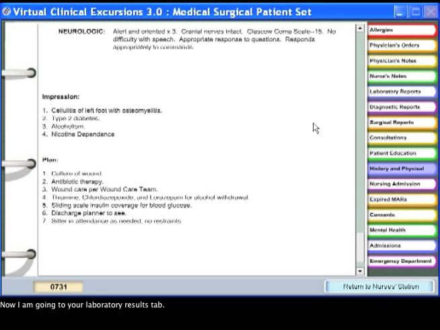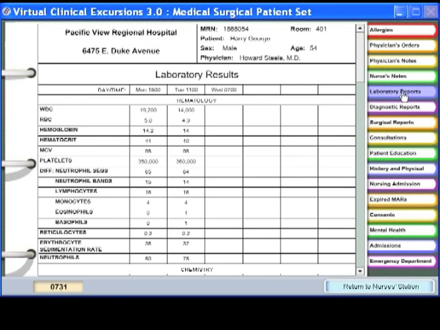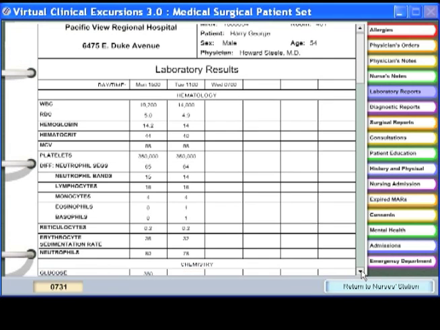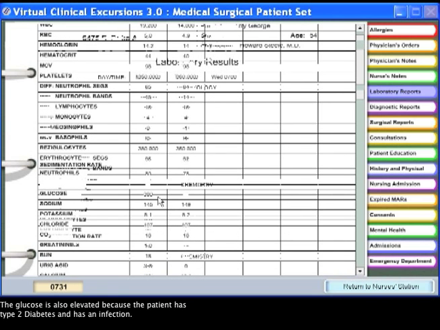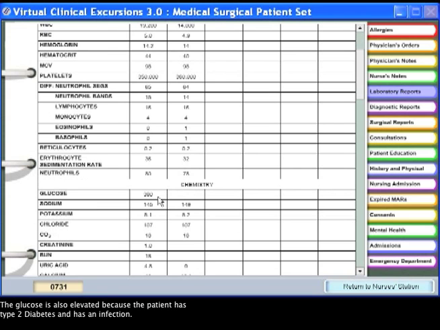Now I'm going to your Laboratory Results tab. First, look at the lab results and note any abnormal lab data that are significant to the patient's condition. This patient has cellulitis and osteomyelitis. Therefore, I am concerned with the WBC and the differential counts. Note that the WBC, neutrophils, segs, and bands are elevated and have increased from the day before. The glucose is also elevated because the patient has type 2 diabetes and has an infection. The sodium and potassium are elevated, but notice that they have decreased from the day before.